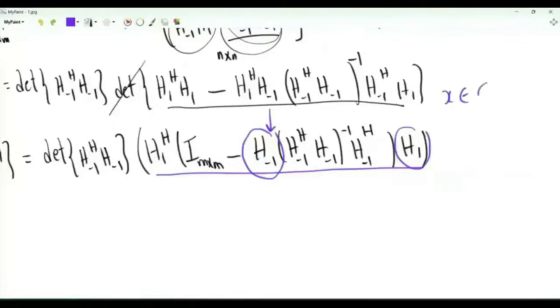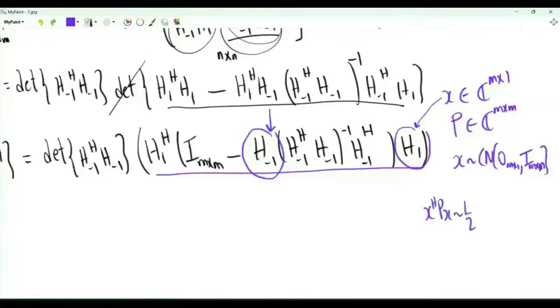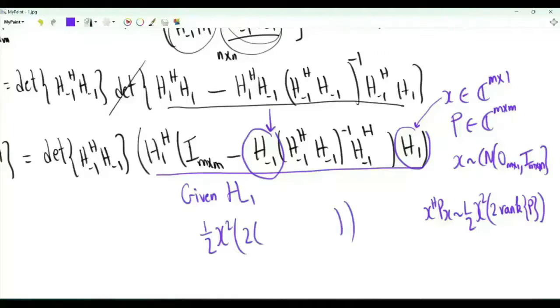If we have column vector X with m components and a projection matrix P of size m by m, if the components of X are distributed like the components of H1, the quadratic form X Hermitian P X is 1/2 times a chi-squared random variable with a number of degrees of freedom that is equal to 2 times the rank of the orthogonal projector. This is when matrix P is deterministic. The orthogonal projection matrix here is random. So given H minus 1, this quadratic form is 1/2 times a chi-squared random variable with a number of degrees of freedom equal to 2 times the rank of this projection matrix, which is m minus the number of columns of H minus 1, that's n minus 1.